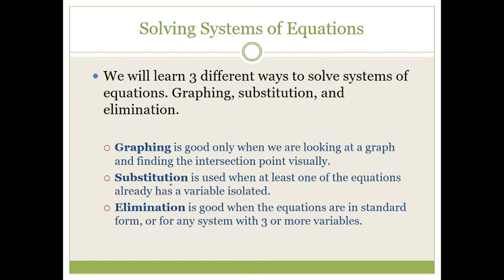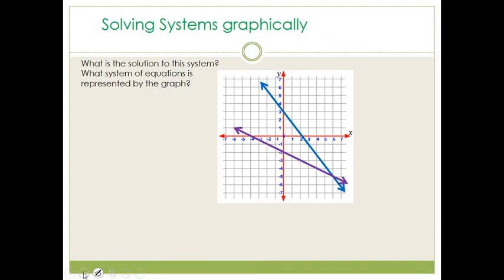Substitution is used when at least one of the equations already has a variable isolated. So in one of the equations you have x equals something or y equals something. Then that's a good time when you might want to use substitution. Elimination is good when the equations are in standard form, like 3x plus 2y equals 10 and 2x minus y equals 8. So there we'd have equations in standard form, and that's when we'd want to use elimination. Elimination is also good when you're solving a system that has more than 3 variables. We won't be doing that today, but you will be doing that in the future, and you'll always want to use elimination in that case.